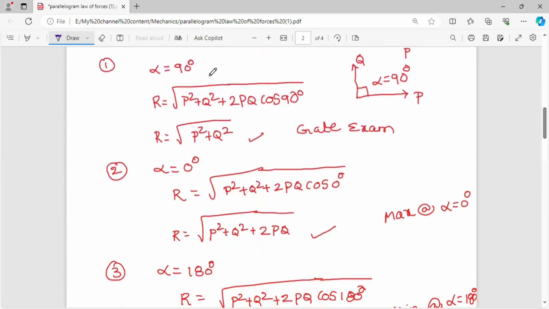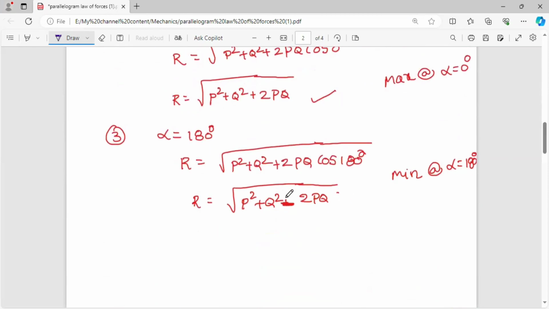The three different cases: when alpha equal to 90 degrees, then R equal to square root of P square plus Q square. If alpha equal to 0 degrees, then the magnitude equals square root of P square plus Q square plus 2PQ, and that will be the maximum magnitude. Whereas when alpha equal to 180 degrees, the magnitude will be the minimum, R equal to square root of P square plus Q square minus 2PQ.